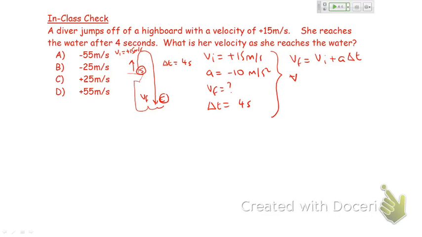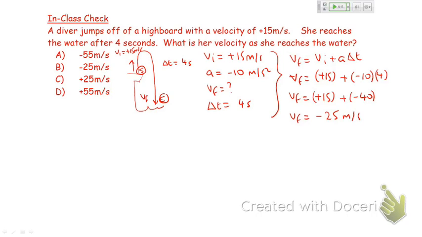So VF, what I want, is equal to plus 15 added to minus 10 times 4. So VF is equal to plus 15 added to minus 40. So VF is going to equal minus 25 meters per second.